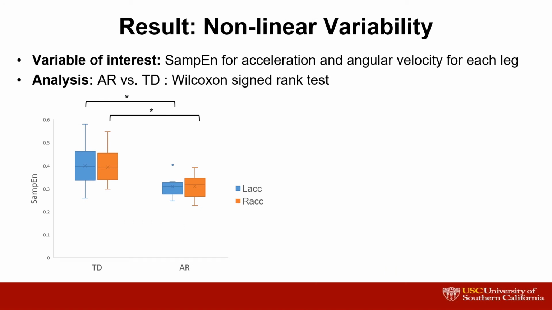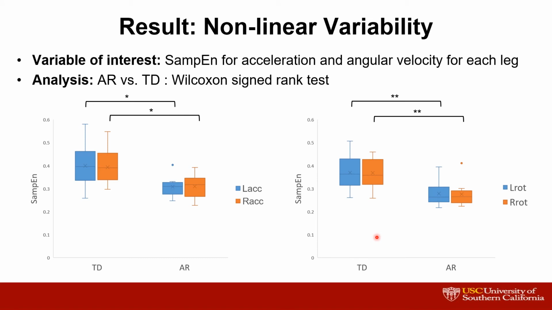The result shows that the two groups have significant differences in the nonlinear variability of acceleration and angular velocity data. If you look at the left figure, the x-axis shows the two groups and the y-axis shows the sample entropy value for acceleration data. Blue is left leg, orange is right leg. This is the same across all figures. So we see that both legs in the typical developing group have higher nonlinear variability of acceleration than the at-risk group.